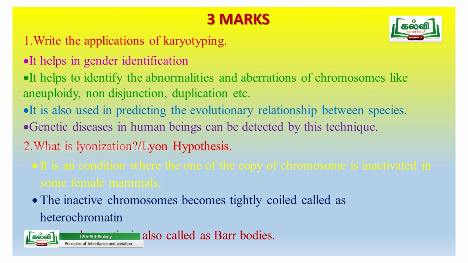This is what is lionization or Lyon hypothesis, both are same. It is a condition where 1 copy of the X chromosome is inactivated in some female mammals. So, what is lionization? It is a condition where one of the copies of the chromosome, that is usually the female X chromosome, is inactivated in some female mammals. The inactive chromosome becomes highly coiled and it is called heterochromatin. The heterochromatin is also called the bar bodies.